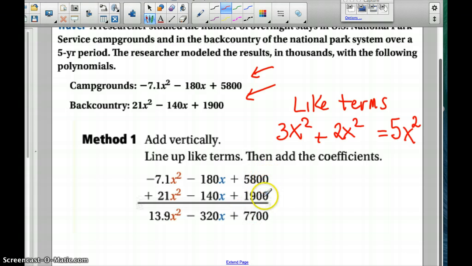And finally, we have two constants. When we add 5,800 plus 1,900, we get a total of 7,700. So the expression that represents the total of the two trinomials is 13.9x squared minus 320x plus 7,700.